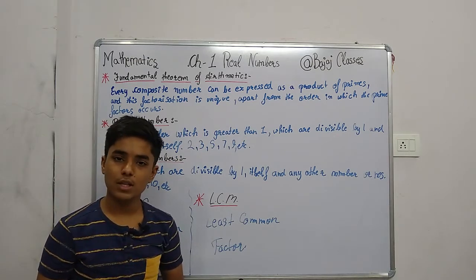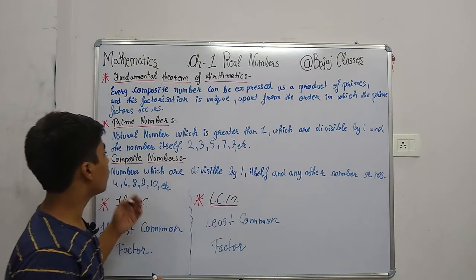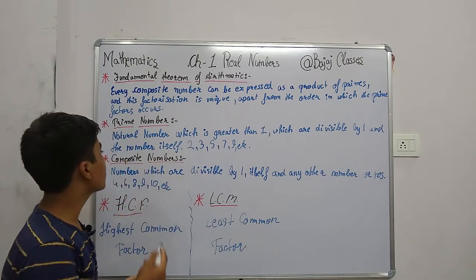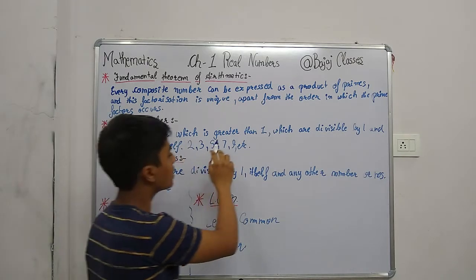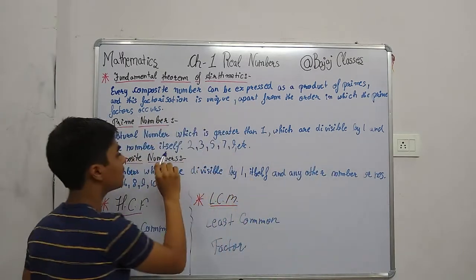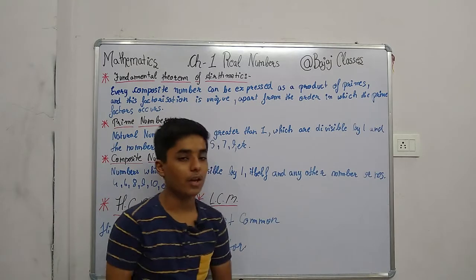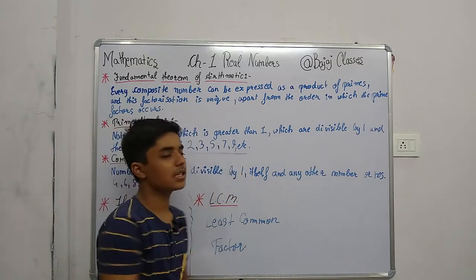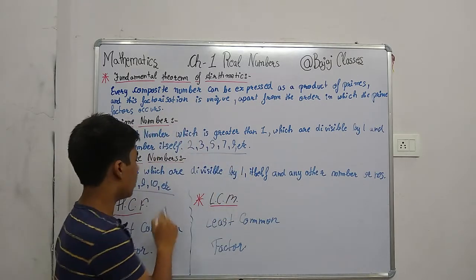You have been reading it from the second to third class. Do you know what prime and composite numbers are? Natural numbers greater than 1, which are divisible by 1 and the number itself: 2, 3, 5, 7, etc. These are all examples.